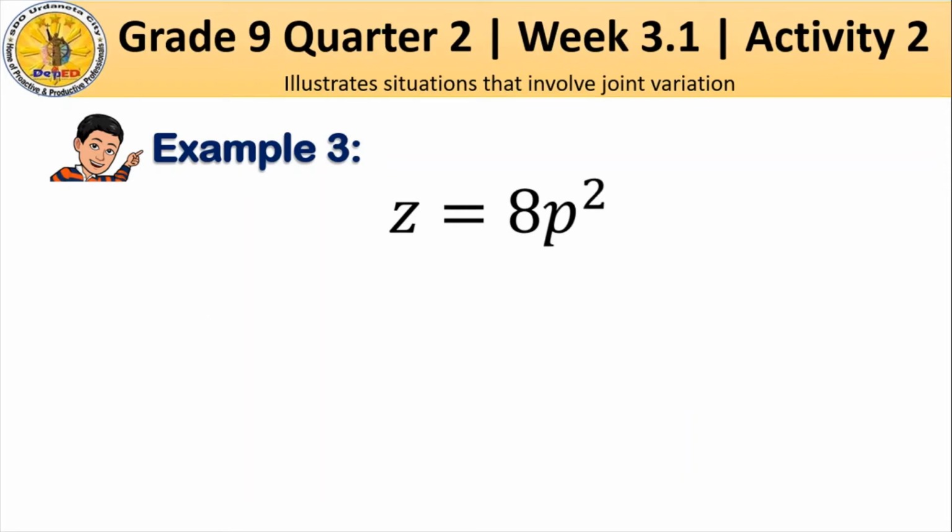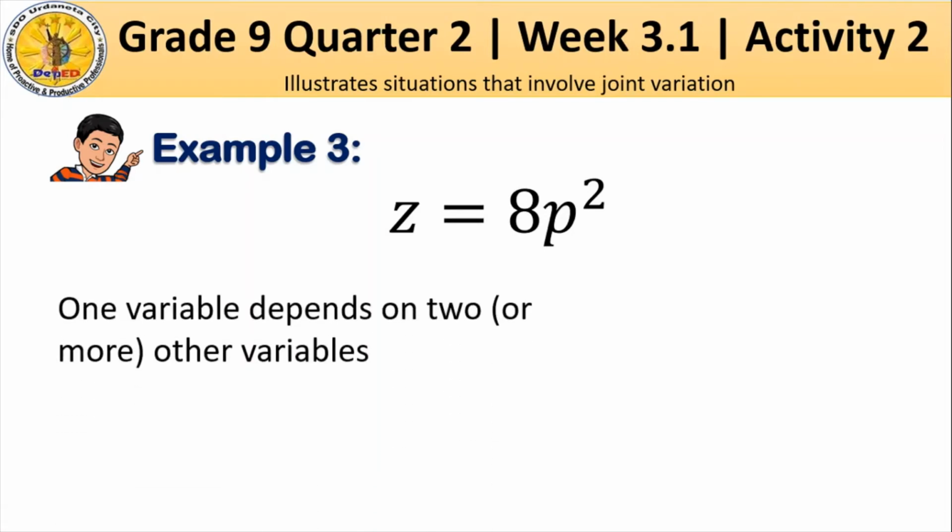Next example, z is equal to 8p squared. Let's determine whether the variation equation meets the criteria for a joint variation. One variable depends on two or more other variables. Obviously, it's a no, because variable z only depends on one variable, which is p.